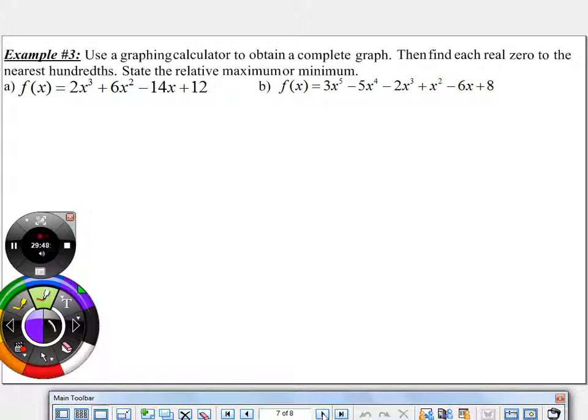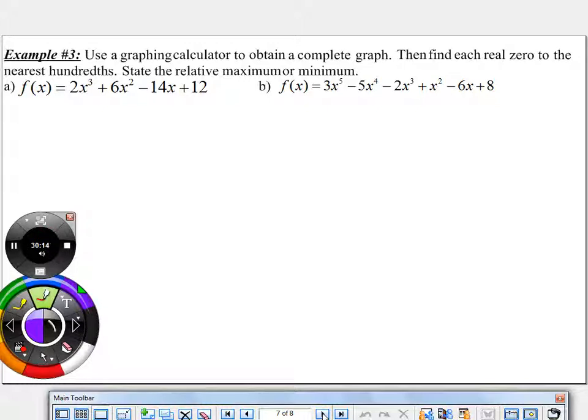Like yesterday at the end, I just let you go, right? Like, oh, go find the maximums and minimums. I just made sure you understood the difference between relative maximum and an absolute maximum. So here's the same thing. It's asking us to graph it and then find each real zero to the nearest hundredth and state the relative maximum or minimum. So you're just kind of reviewing what we did last time. So I'm going to write down one of these. I'll do the first one with you guys and then let you do that.